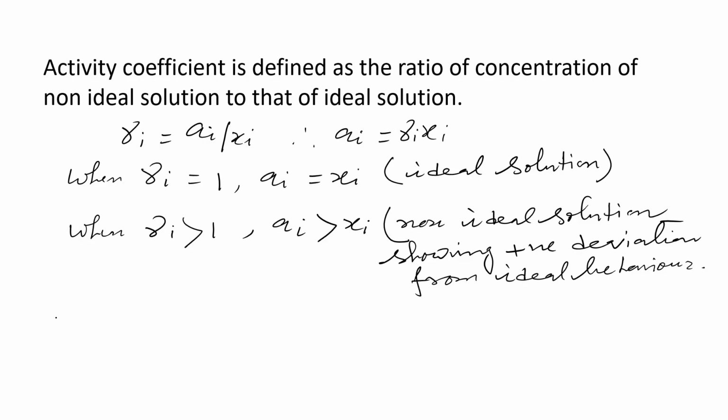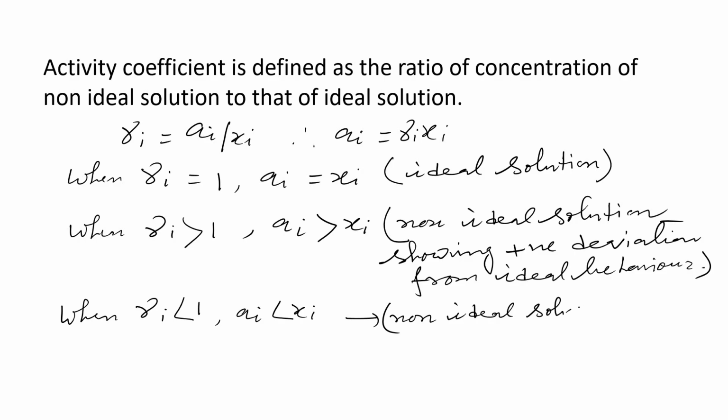Now, the next case, when gamma i less than 1, then ai less than xi. What is indicated by this? This indicates non-ideal solution showing negative deviation from ideality.